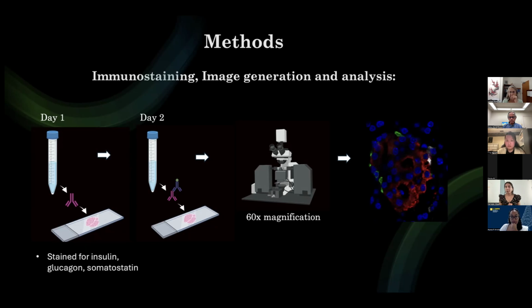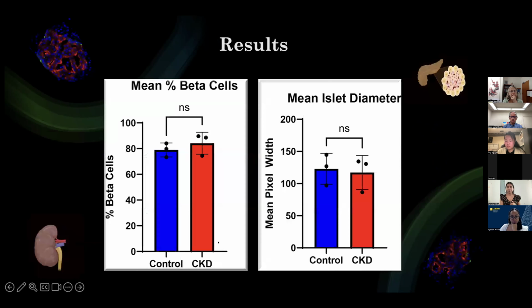Then we generated images using confocal microscopy at 60x magnification, and then we used a pipeline that was generated by two of our lab members, a graduate student and our lab manager, Mo and Naomi, to analyze the data and to quantify the beta cell composition and the diameter of the islets.